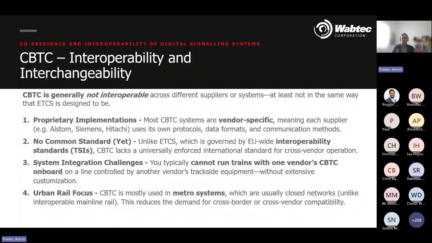And as we see over in Perth, they've gone with a single supplier for their high-capacity signaling project, and other CBTC networks throughout the world. That's very typical.